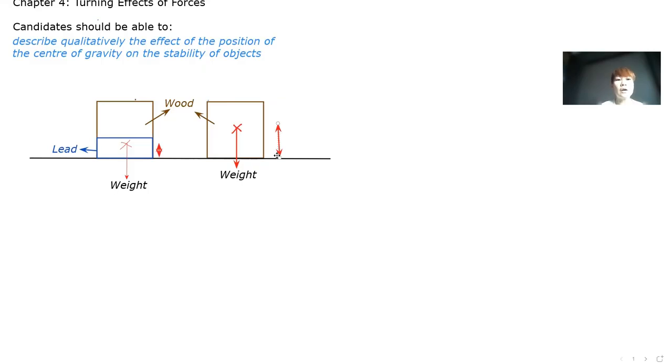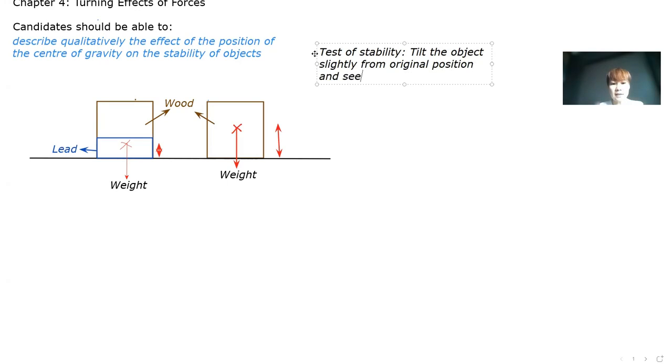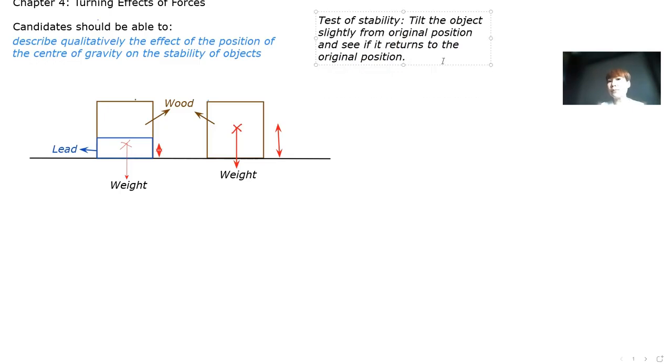All right. Now, how will this affect the stability of objects? Just to recall, the test of stability is to tilt the object slightly from its original position, and see if it returns to the original position. Let's take a look at what happens to the objects when we tilt them slightly.